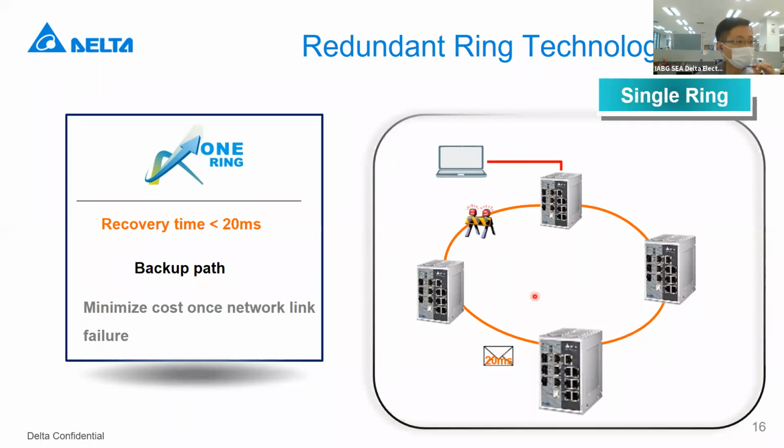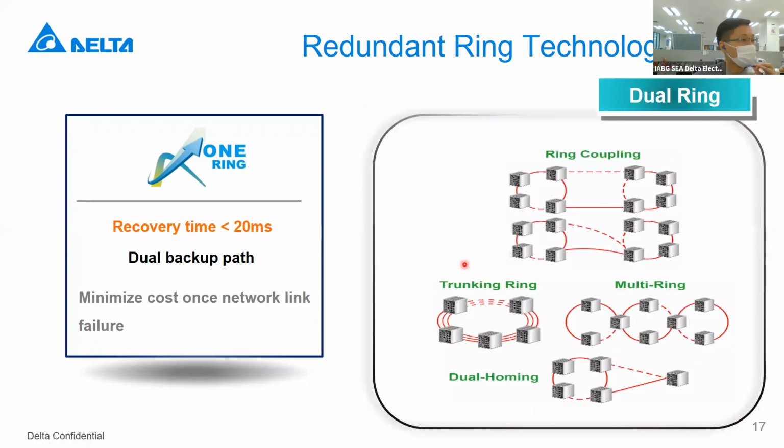Okay, it's a double size. So this is how we do the ring topology. And here I would like to show several different types of topology. So the last one is a single ring, and here's a dual ring.